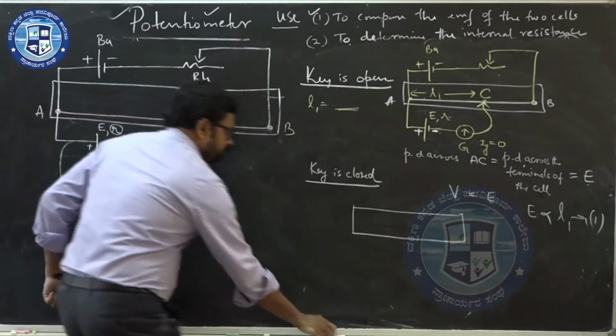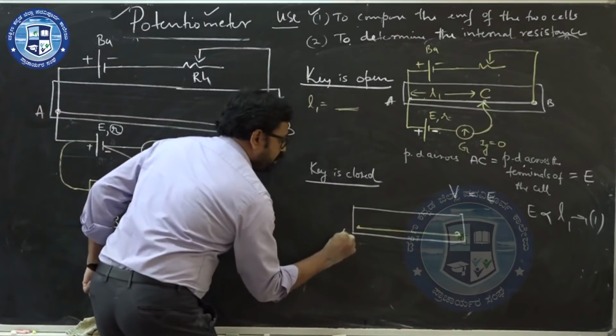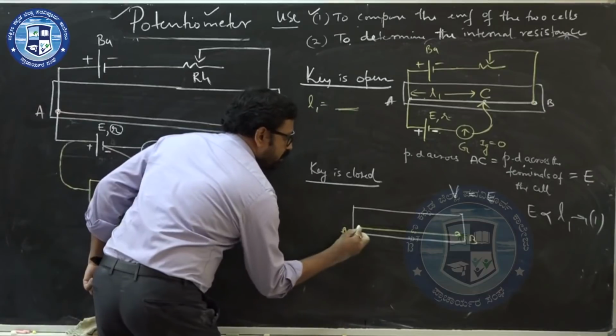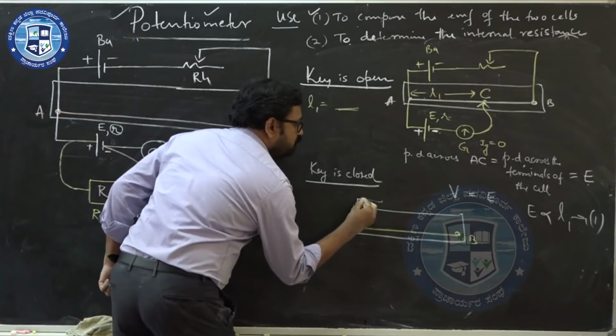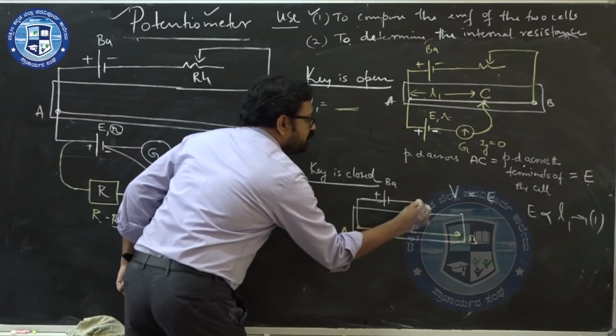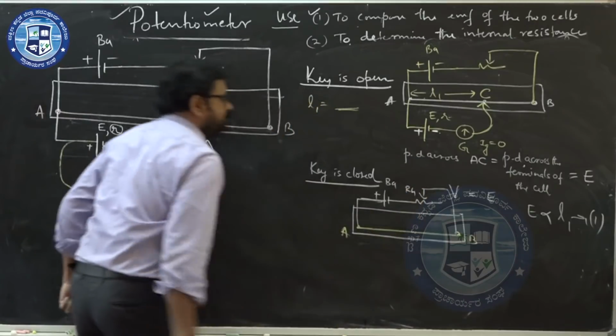Same potentiometer. There is a wire fixed between A and B, and from A there is a connection given to the positive terminal of the battery in the primary circuit. The negative terminal can be connected to the rheostat, and the other end of the rheostat is connected to B.